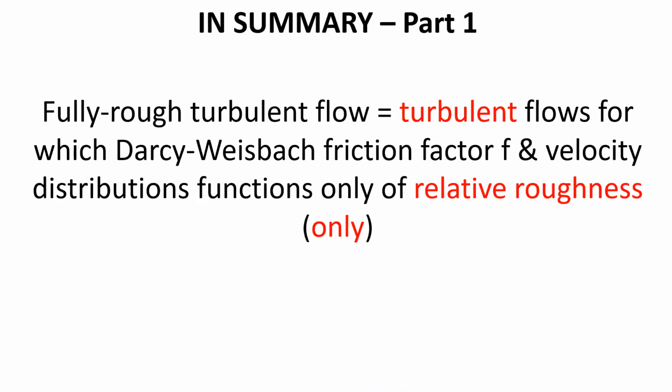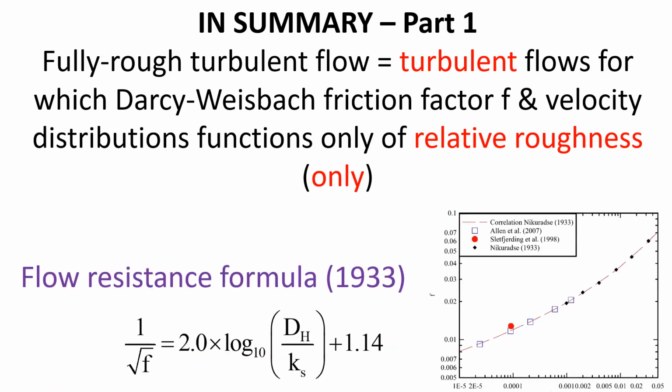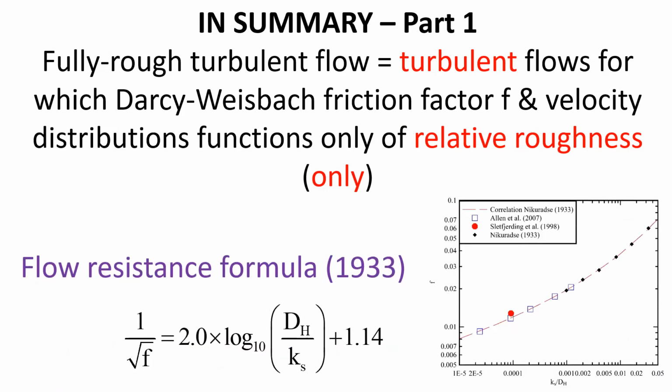In summary, fully rough turbulent flows are turbulent flows for which the Darcy-Weisbach friction factor and the velocity distributions are functions only of the relative roughness. The 1933 formula presented by Nikuradse is still valid and has since been extended both in terms of a broader range of relative roughness height and range of Reynolds numbers.